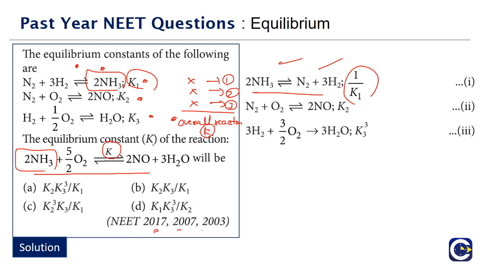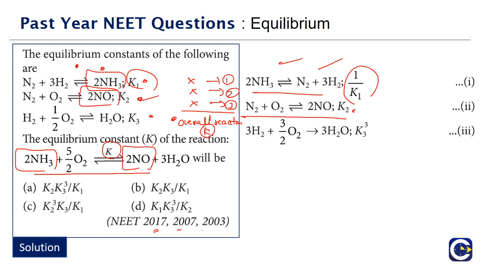Now in the second reaction, we have 2 moles of NO. In the overall reaction also we have 2 moles of NO on the RHS. So the second reaction we will not disturb, we will keep it as it is, because we require 2 moles of NO on the RHS side. So the equilibrium constant for that is again K2 only.